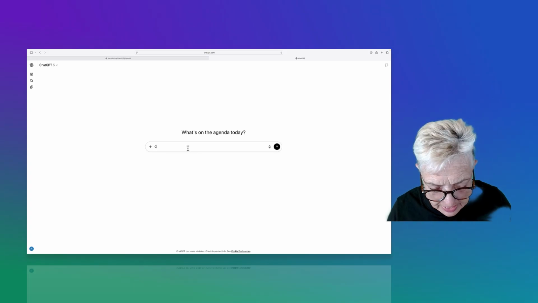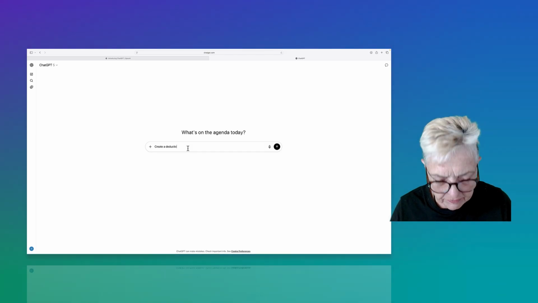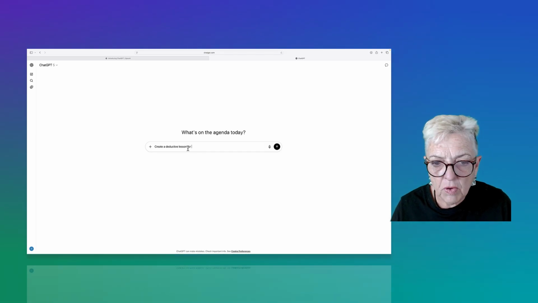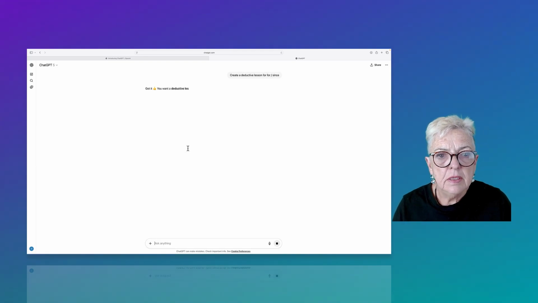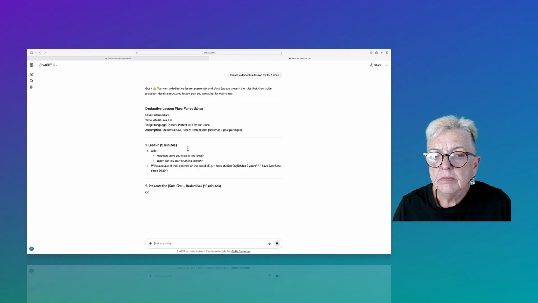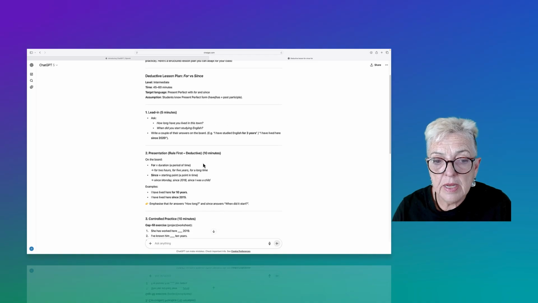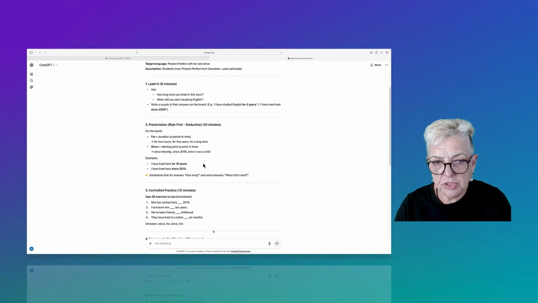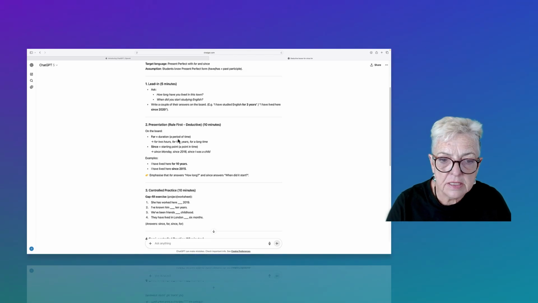So create a deductive lesson for since. Okay. So it tells us how long it is. So in this way, we're telling the students the for and is for duration and since is the starting point.